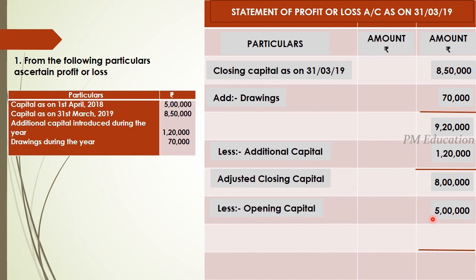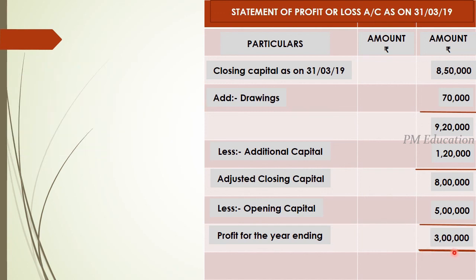Now we are going to see whether the closing capital is more or the opening capital is more. We can easily find out the closing capital is more than this opening capital. That means profit for the year. Now draw the line here. Next, write profit for the year ending. As I said, closing capital is more than the opening capital, so we have gained. So we have to write profit for the year. Amount is 3 lakh. Close this total with a double line.